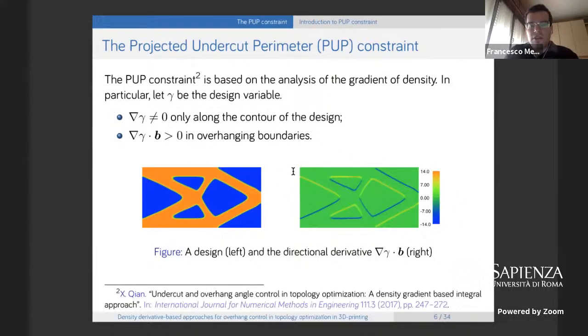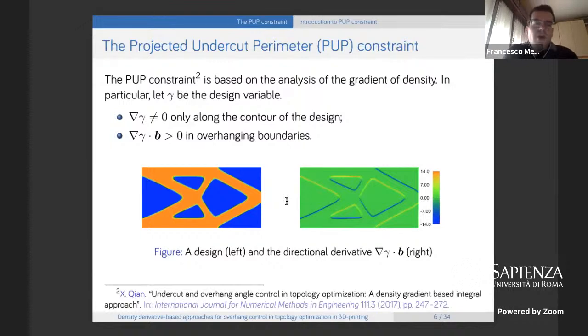And this is what is also represented here in this figure on the right. And the second thing that we notice is that the dot product between the gradient of density and our build direction will be larger than 0 in overhanging boundaries. And again, this is represented here on this figure on the right, where again, as always, we have assumed a vertical build direction, which is also directed upwards.